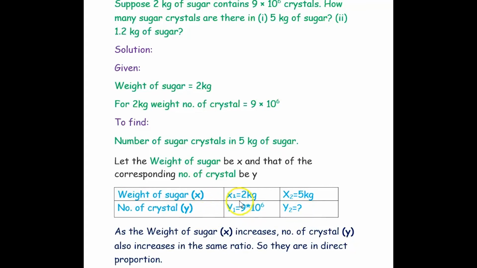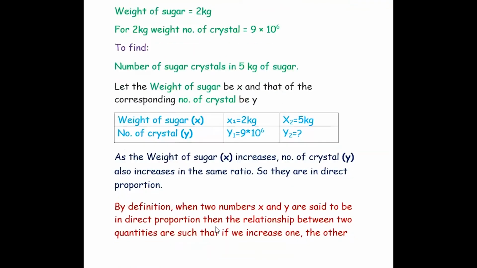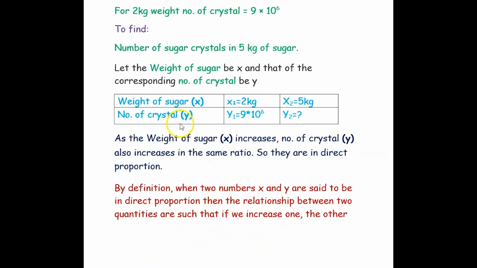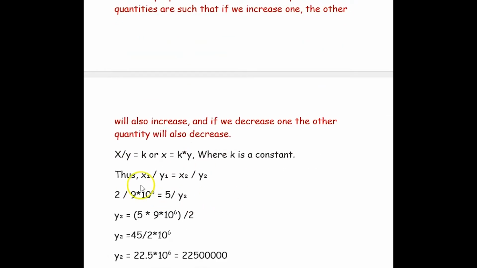Now here the weight of the sugar increases, so the number of crystals present in the sugar should also increase. So the increase in one affects the increase of the other, so they are in direct proportion. By definition of direct proportion, we can write the relation x by y should be a constant ratio. So we can write x1 by y1 equal to x2 by y2.